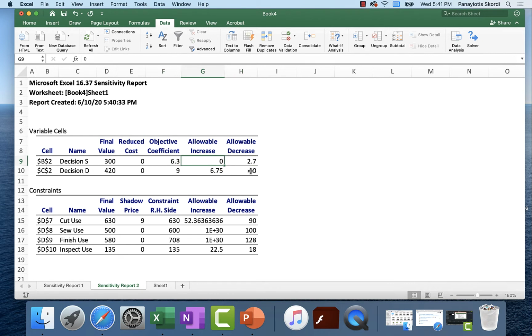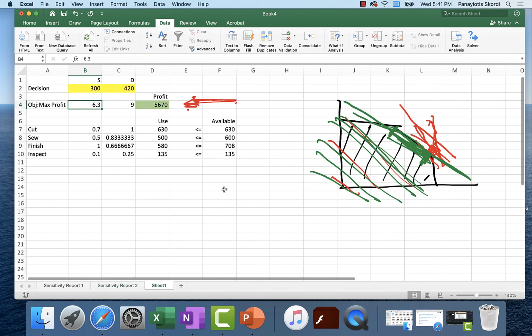And for the second decision variable, which is on the deluxe bags, it says I'm allowed to increase it, but I'm not allowed to decrease it. And when you see these zeros in here, it's a telltale sign that you've got multiple solutions. Another way I could see that I have multiple solutions is to figure out if my objective function line actually coincides with one of my other constraints.